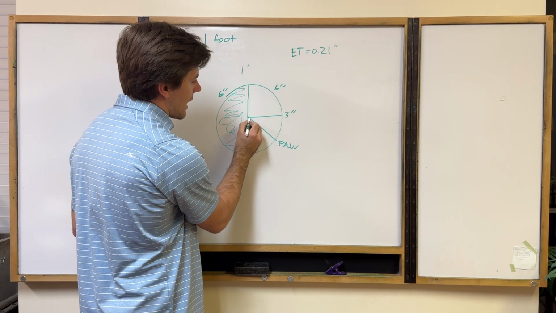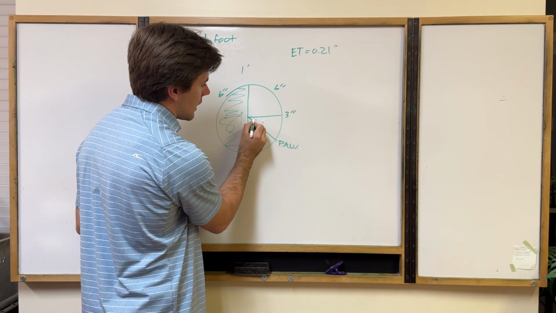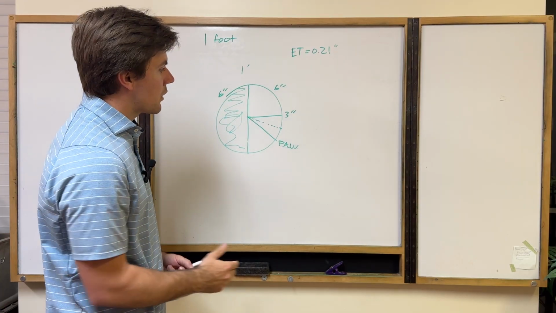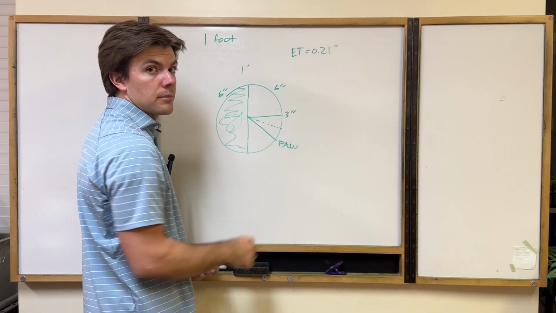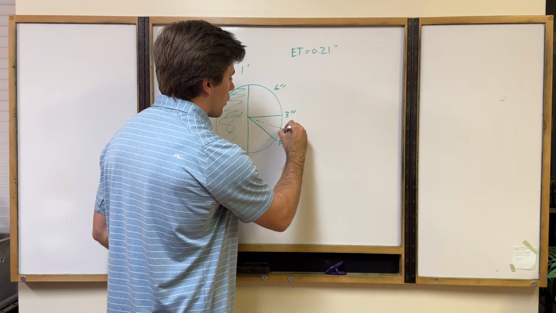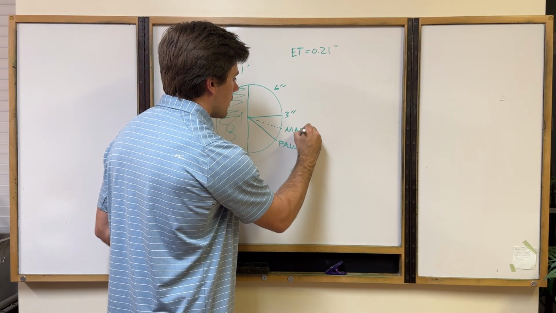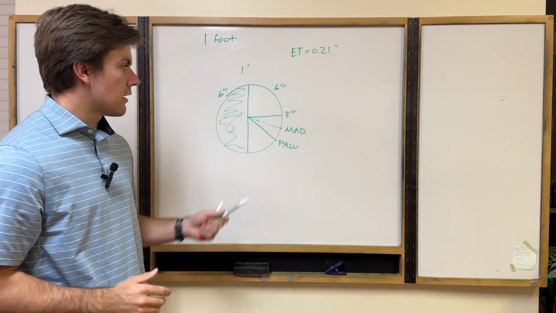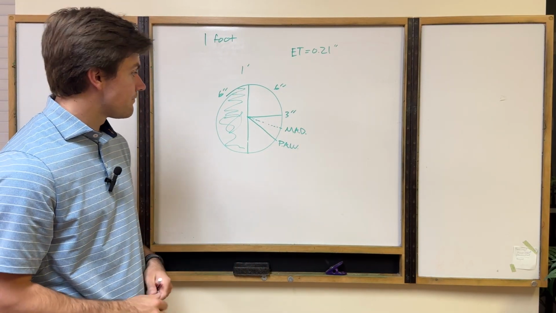You're going to cut that in half again. And I'm going to do a dotted line right here. And the upper half of this little slice of pie is called the MAD water, which is the maximum allowable depletion water.